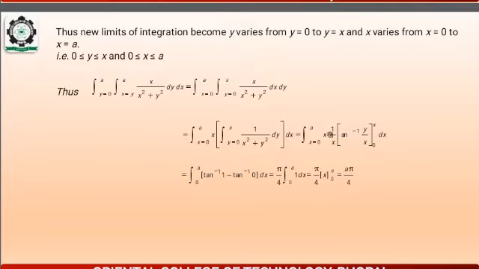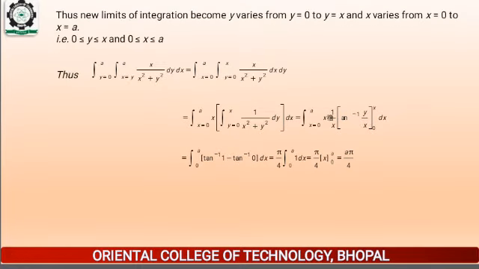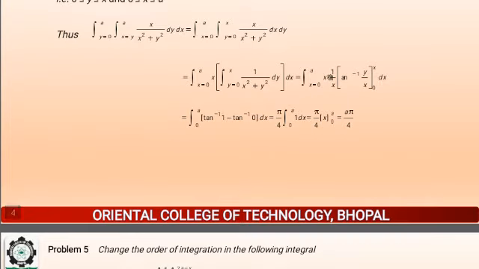After taking limits of y, we have tan inverse 1 minus tan inverse 0. Tan inverse 1 is pi by 4. That is, the integral becomes pi by 4 integral 0 to a of 1 dx. And after integration of 1, we have x, and applying limits, we have the answer a pi by 4.